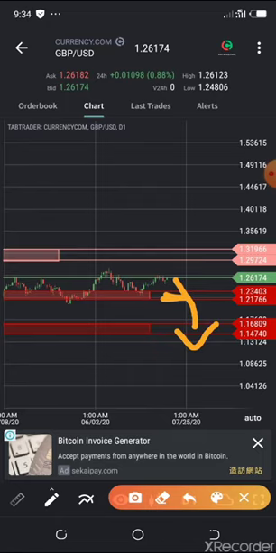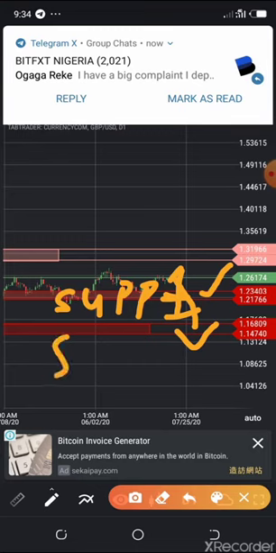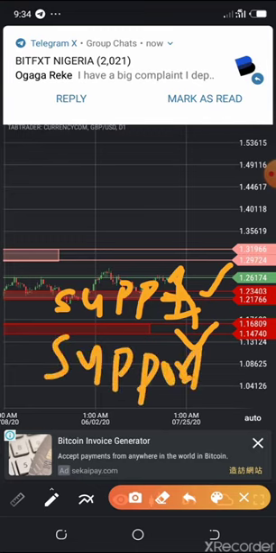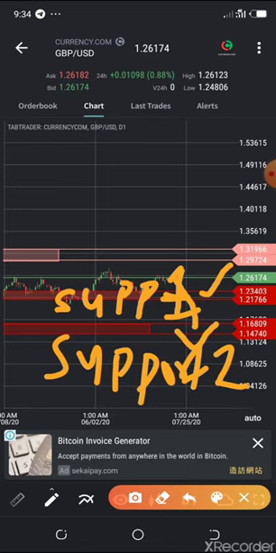We are expecting, one, that price will bounce up when it comes to our support zone. Then you should also expect that price might not respect support 1. This is my support 1. It will fall back to support 2. We will handle this part in the next video, guys.